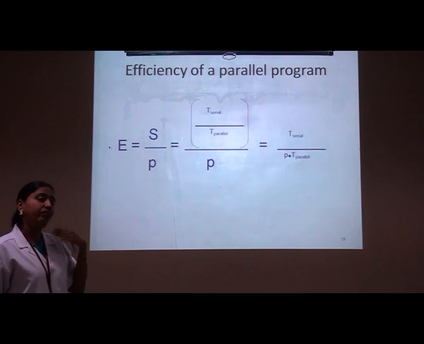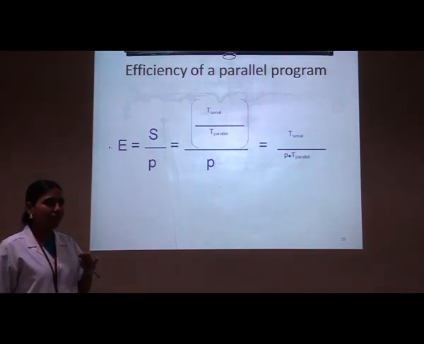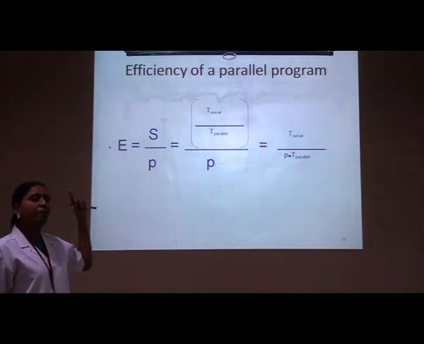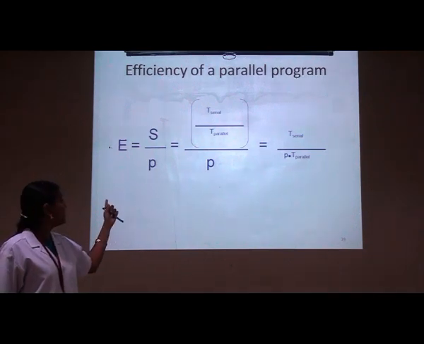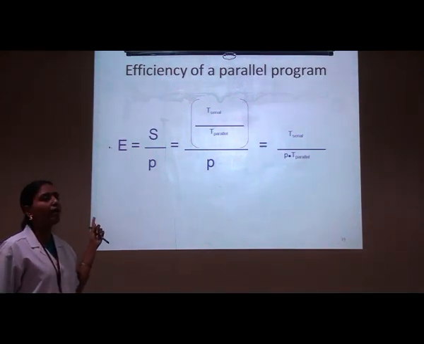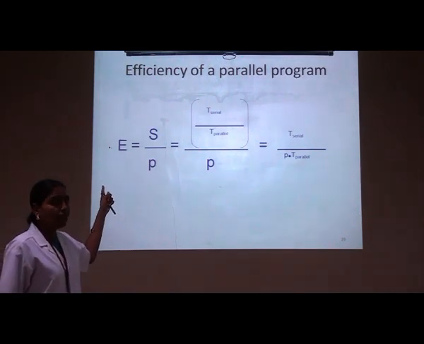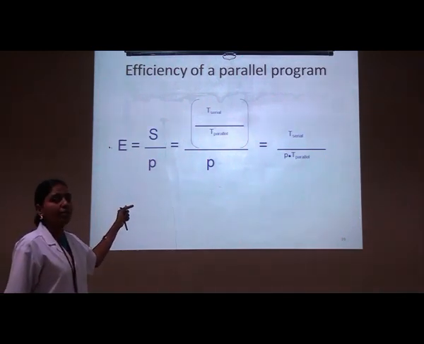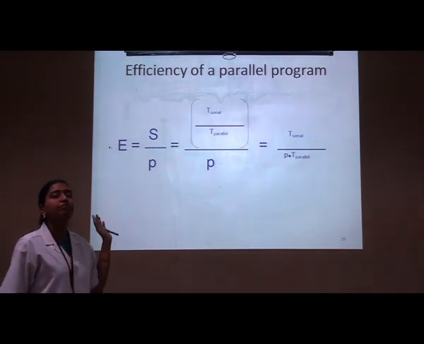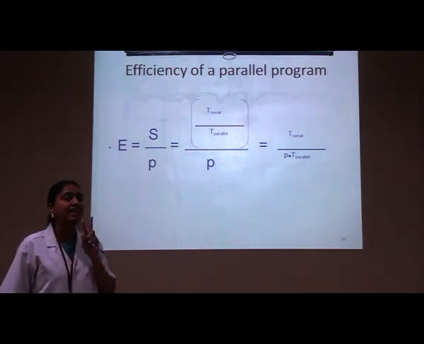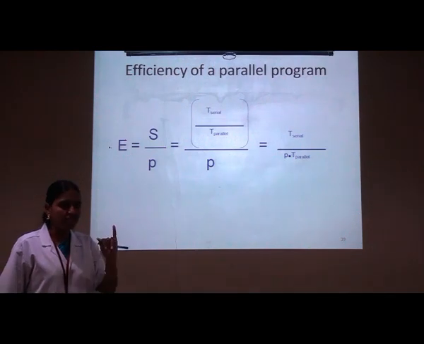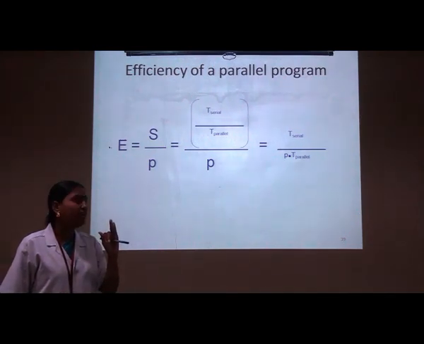So what about the efficiency of a parallel program? Efficiency is equal to speed up, what we had defined already, divided by P. P is nothing but the number of processors. So T serial by T parallel, already defined for speed up, divided by the total number of processors P will give you the formula for efficiency. This is the second performance measure. So first is speed up, second one we are considering efficiency.